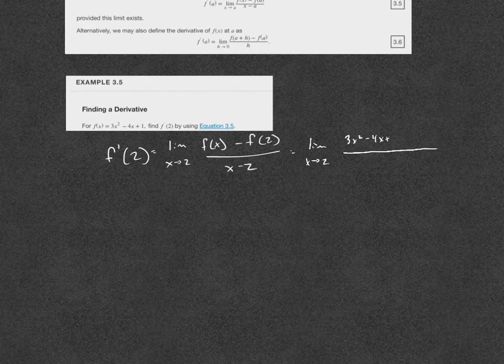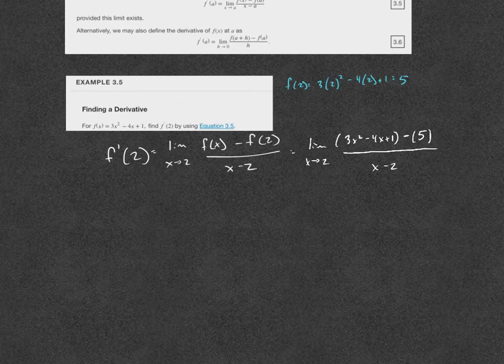F of 2, all right, so what do I get when I evaluate 2 in the function? Well, let's see. F of 2 is equal to 3 times 2 squared minus 4 times 2 plus 1. 2 squared is 4, times 3 is 12, minus 8 is 4, plus 1 is 5. So my y coordinate would be 5. Okay, so 3x squared minus 4x plus 1 minus f of 2, which is 5. So there's my f of x, there's my f of 2, over x minus 2.